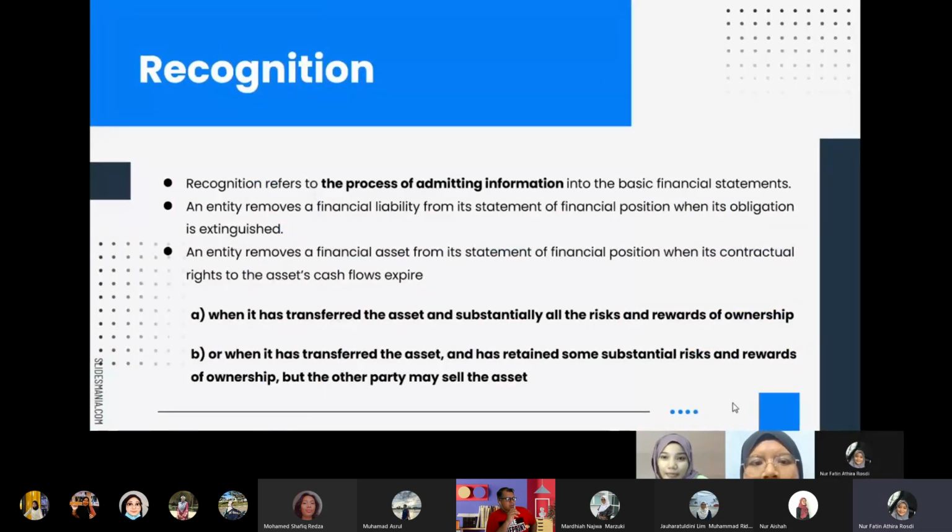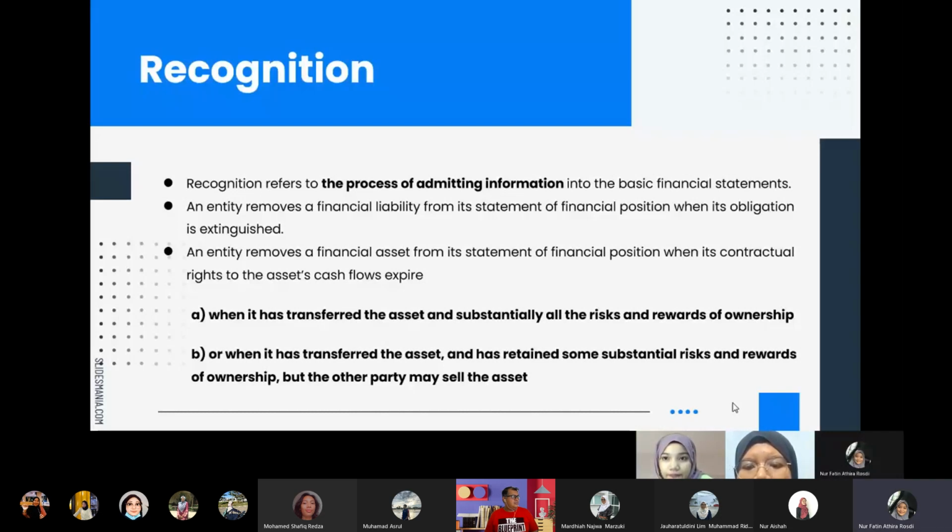Okay, for the question, recognition. A financial instrument is recognized in the financial statement when the entity becomes a party to the financial instrument contracts. An entity removes a financial liability from its statement of financial position when its obligation is extinguished. An entity removes a financial asset from its statement of financial position when its contractual right to the asset's cash flow has expired.